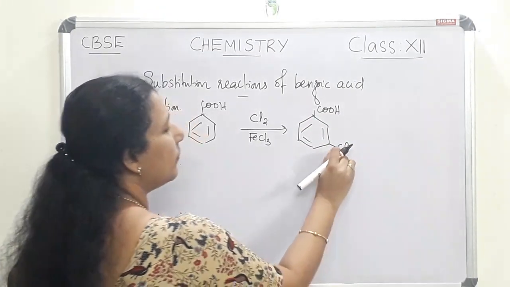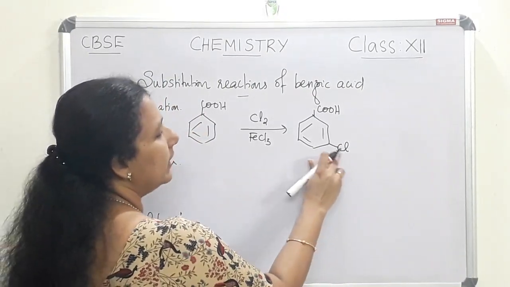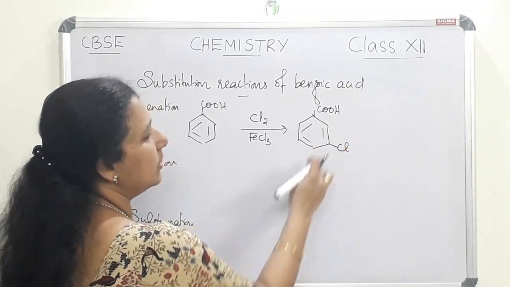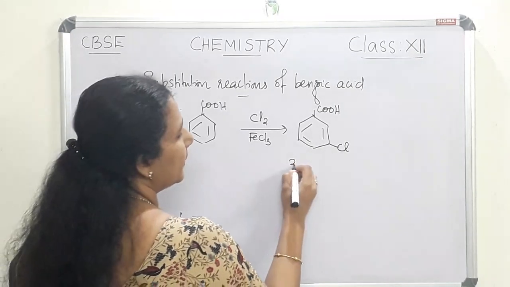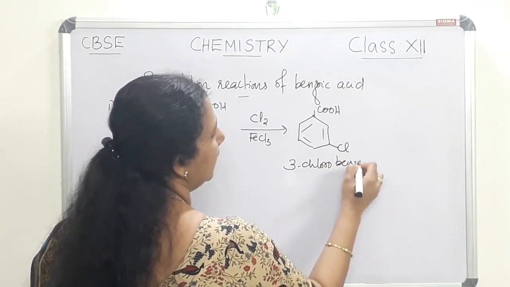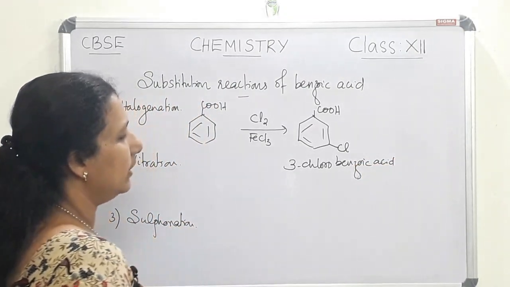So incoming electrophile is chlorine, Cl plus. So this chlorine is attached to the meta position and COOH group is a meta directing group. So the product will be 3-chlorobenzoic acid. So this is halogenation of benzoic acid.